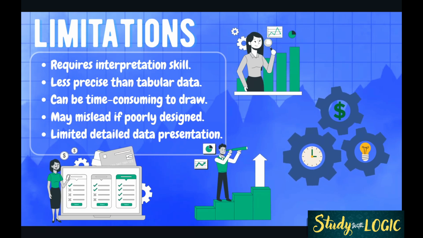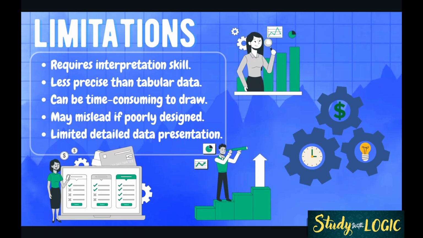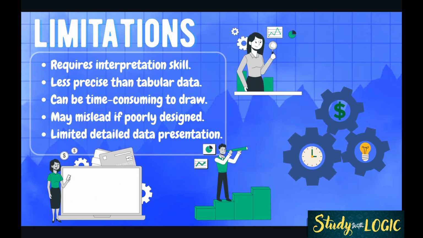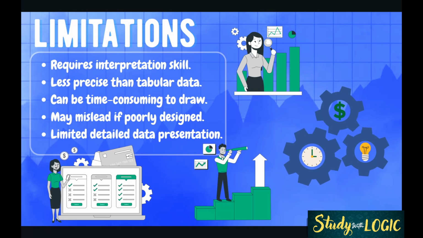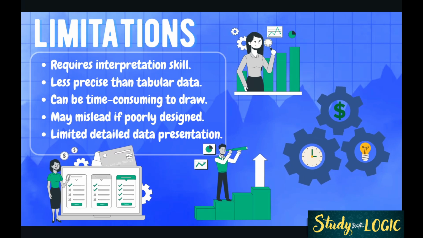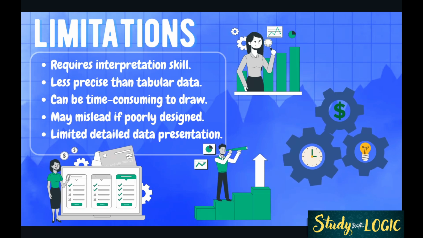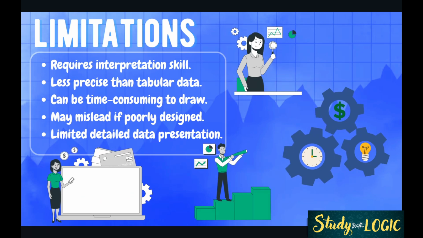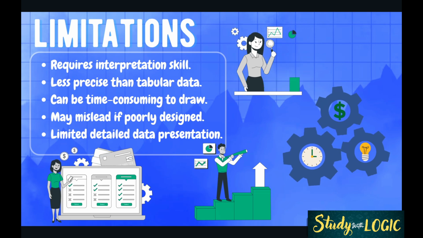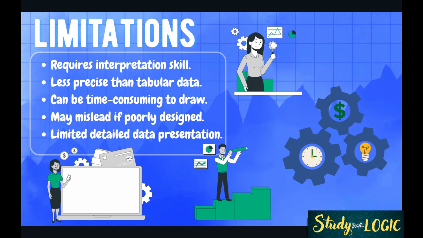The next one is less accurate than tables, which means they do not show exact numbers like tables do. They are not precise when compared to tables. The next one, it takes time to make. They require much time to construct, whereas tables are simple to construct when compared.